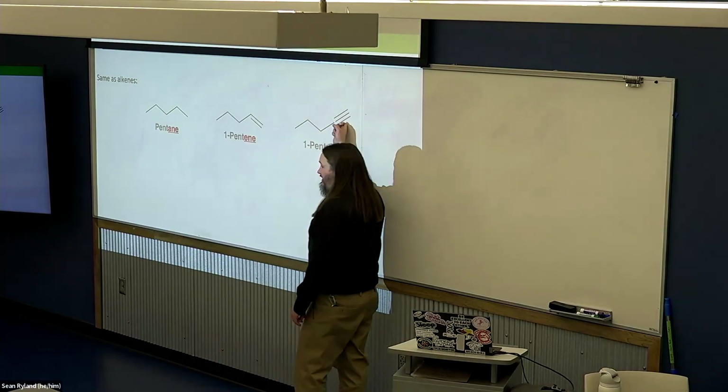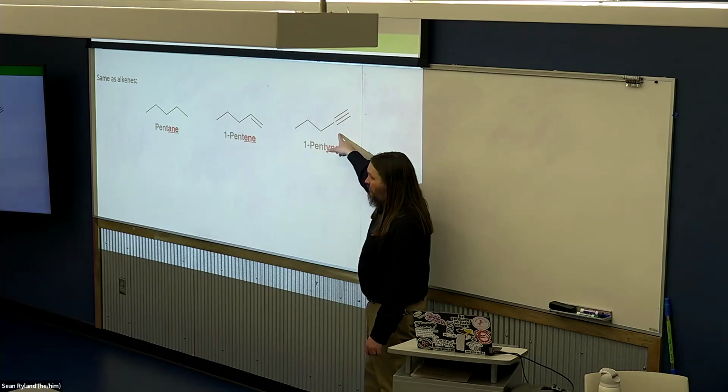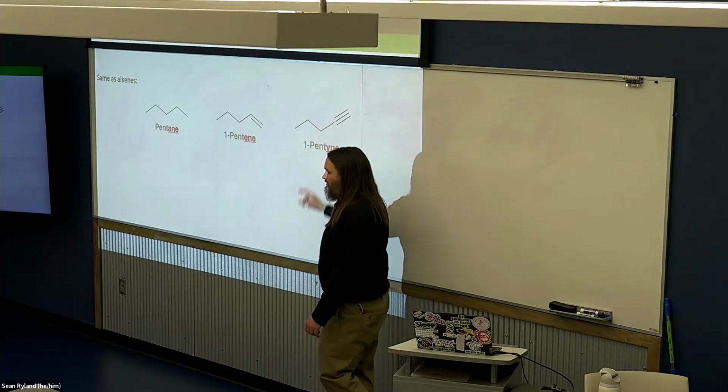The nice thing about pentynes is they are not sp2 carbons anymore. They're sp carbons now, right? Which means their geometry looks like what?